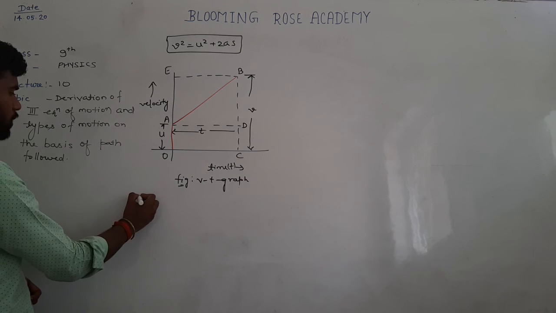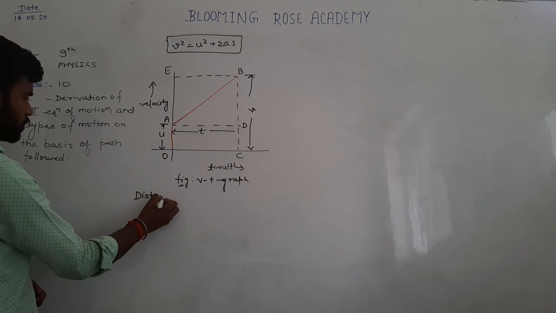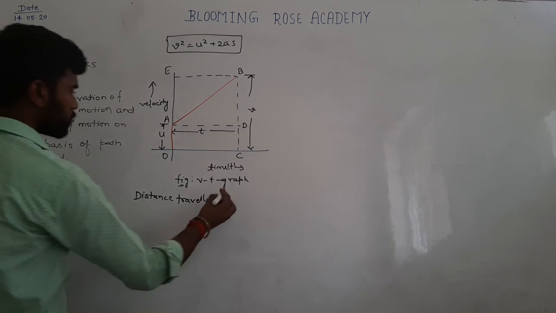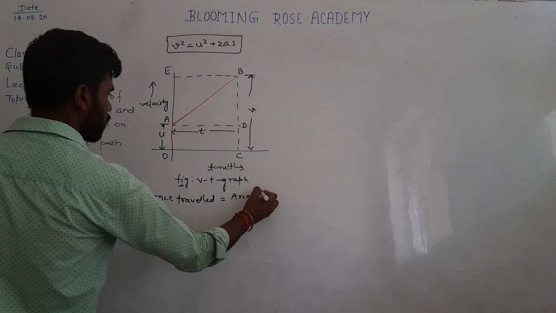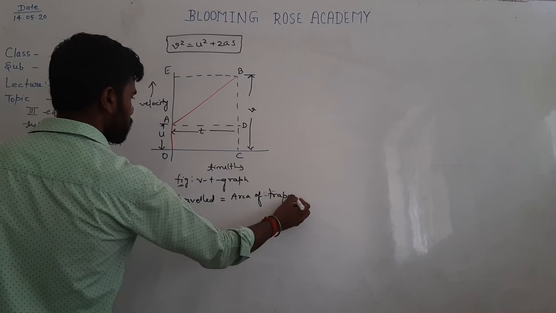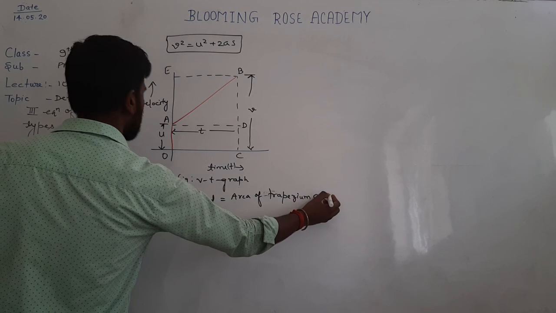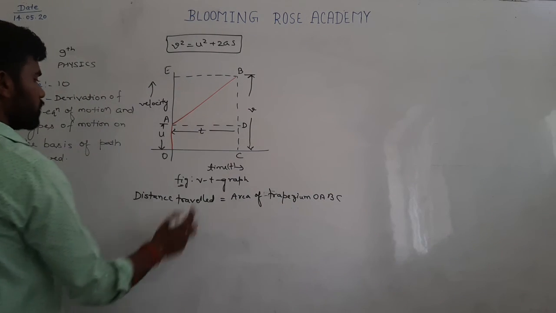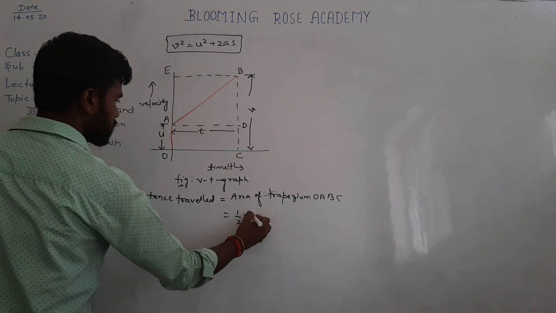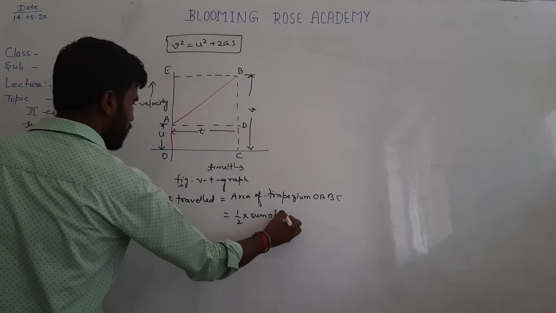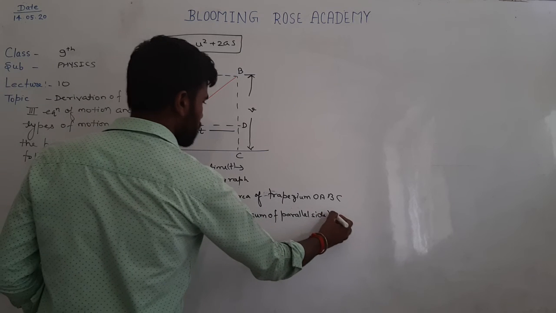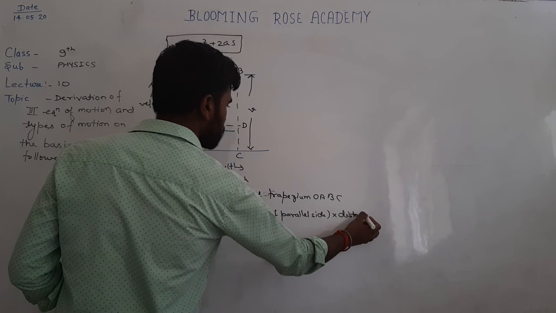Here we have the distance traveled equal to the area of trapezium OABC. So the area of a trapezium is 1/2 the sum of parallel sides multiplied by the distance between them.